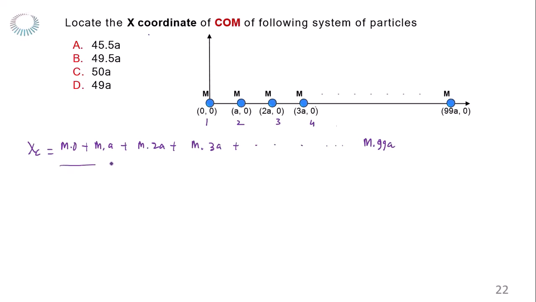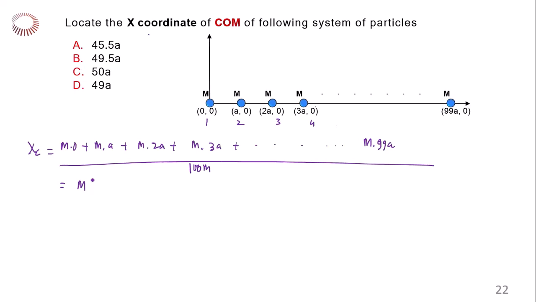Divided by the total number of particles. How many particles are there? The number of particles is 100, so it is 100m in the denominator. Okay, total number of particles is 100, so total 100m. For the first part, take m common.